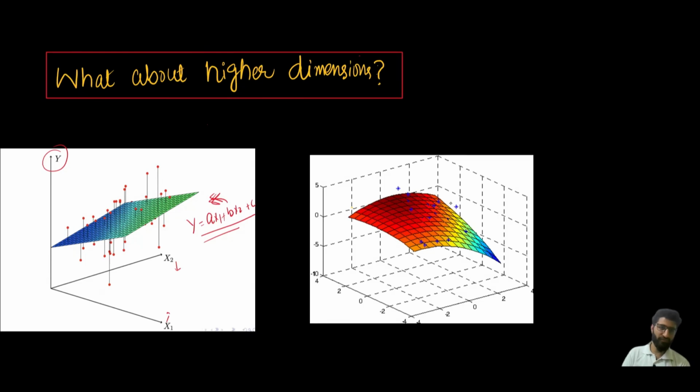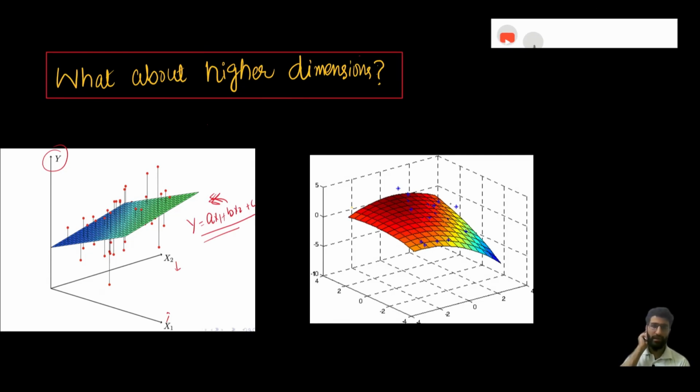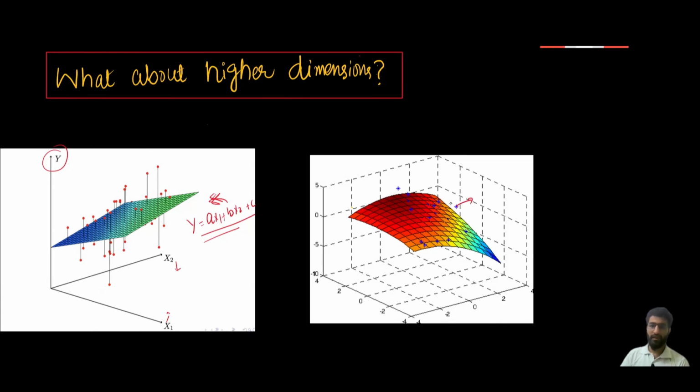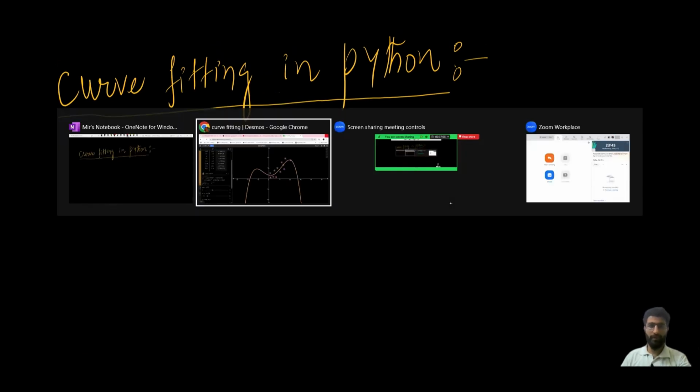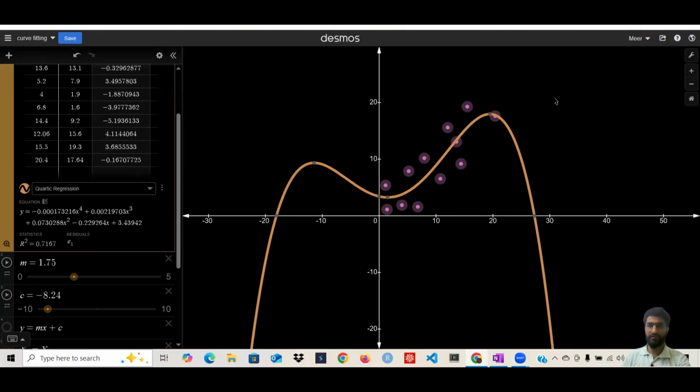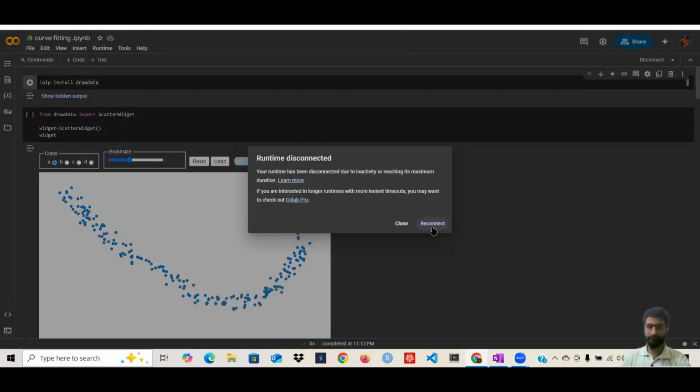In this case, we are trying to minimize the distance of the points with respect to the plane in a three-dimensional space. Now we may have a non-linear relationship. In those cases, we will get some other kind of surface, but the problem remains the same. So now we will go for curve fitting in Python, and how you can do this.